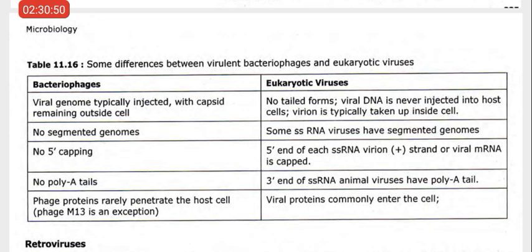The eukaryotic viruses: no tailed forms. Viral DNA is never injected into host cells. The virion is typically taken up inside the cell. Some ssRNA viruses have segmented genomes. The 5' end of each ssRNA virion plus strand or viral mRNA is capped. The 3' end of ssRNA animal viruses has a poly A tail. Viral proteins commonly enter the cell.